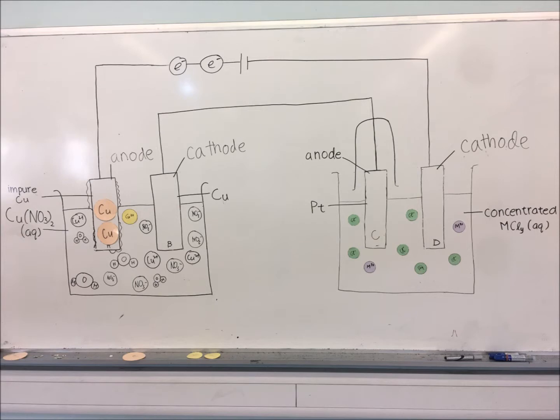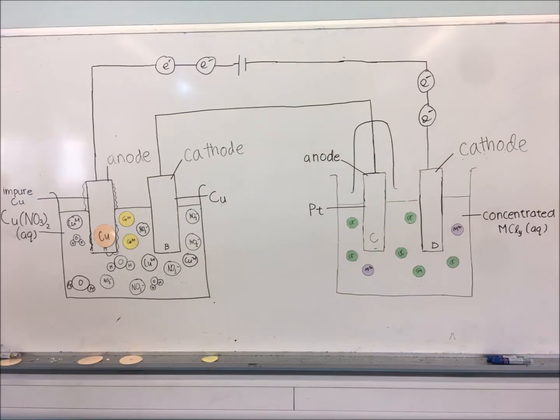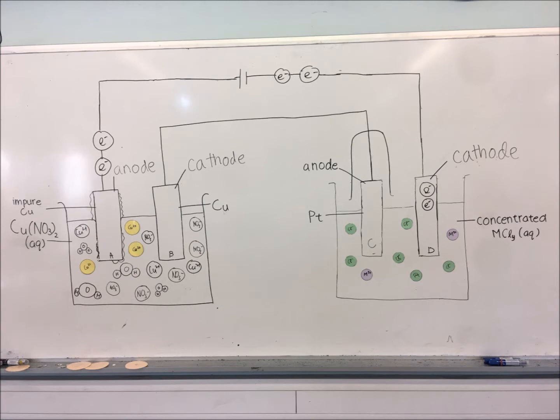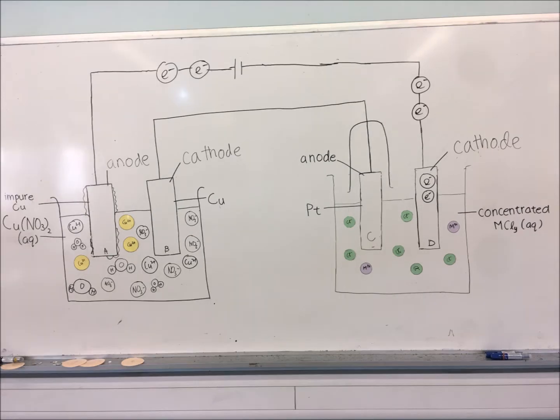Firstly, the copper that is contained in impure copper at electrode A, which is the anode, undergoes oxidation to produce copper 2+ ions and negatively charged electrons. For every mole of copper that is oxidized, 1 mole of copper 2+ ion and 2 moles of negatively charged electrons are produced. The negatively charged electrons will then be transported through the wires of the circuit to the cathode, which is electrode D.